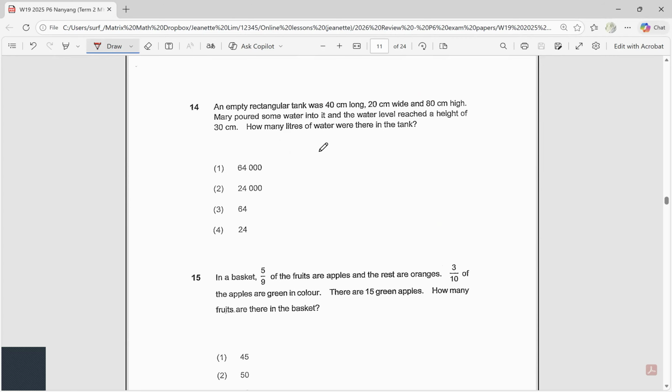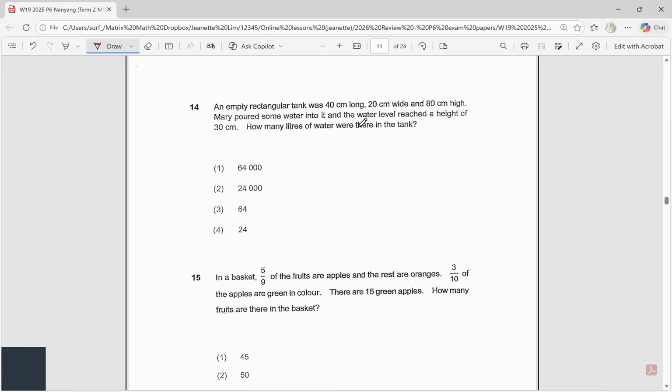An empty rectangular tank was 40 cm long, 20 cm wide, and 80 cm high. Mary poured some water into it, and the water level reached a height of 30 cm. How many liters of water were there in the tank? Okay, so firstly, we have 40, 20, 80. Do we find volume using that? No, we shouldn't because it's empty. It's just the tank's capacity, what it can hold.